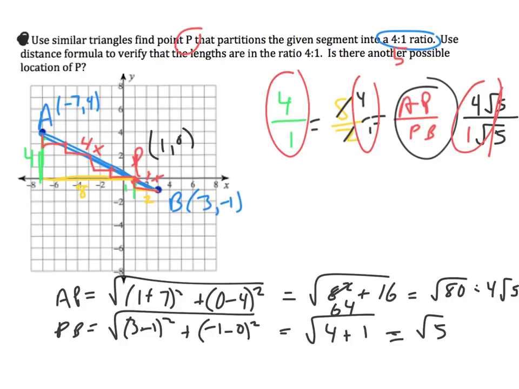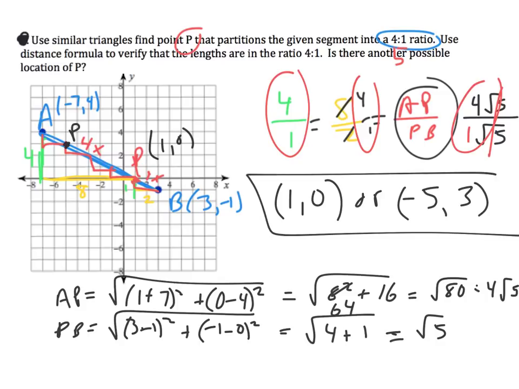And the last question there is, is there another possible location of point P? Hopefully you're seeing that it doesn't matter that I started at A. I could have started at B, and if I counted my slope or reversed those triangles, the other possible answer should be this point up here. That could be my P, and that would be the coordinates negative 5, positive 3. So 1, 0, or negative 5, positive 3 would be my locations for P.